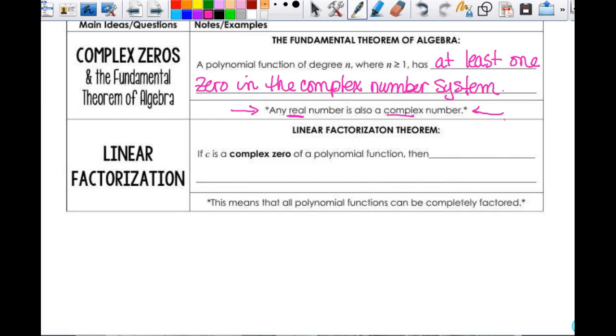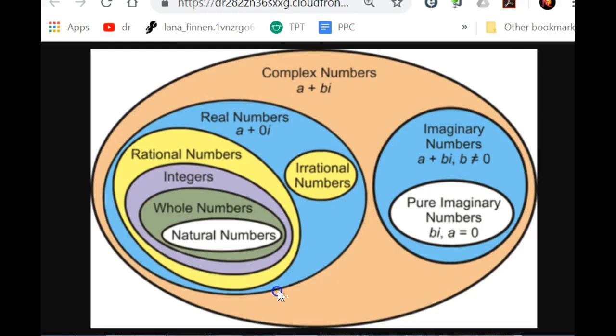Okay, so I want to show you this graphic here. It's a little Venn diagram of the number systems. So the big all-encompassing one is complex numbers. They can be written as a plus bi. Within this system live imaginary numbers. That's a plus bi, where b is not equal to 0. That's where you get the i from, right? When you talk about real numbers, then the b is 0.